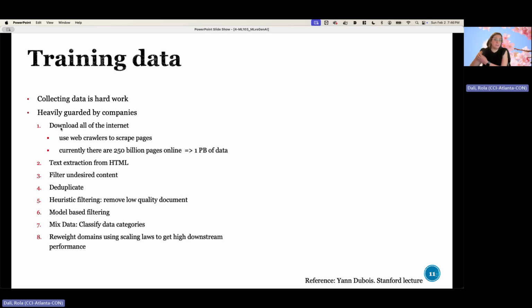But here's an example of how this process would go about. You would download all of the internet. And so people use web crawlers. You can look at Common Crawl, which indexes the internet. There's currently about 250 billion pages online, which is roughly about 1 petabyte of data. And you extract the text from the HTML. So when you scrape the internet, it's all HTML docs. Of course, you extract the actual text from it.